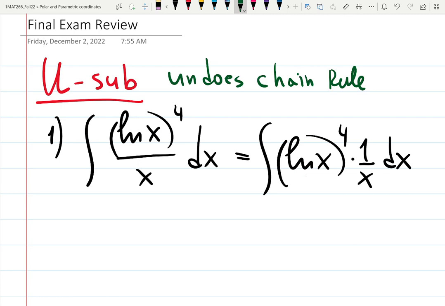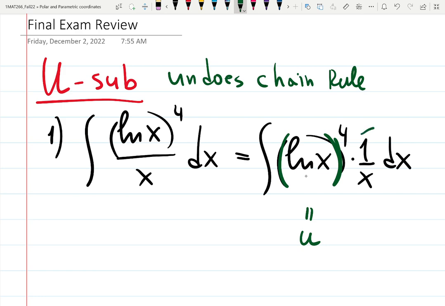So should I choose (ln x)^4 to be u? What do you think? No, let's just choose log to be u, right? Then it's going to be u to the 4. So usually the piece that's inside goes to be u. The thing is you can try anyway, and if it doesn't work, try another way. That's kind of a try-and-fail idea.